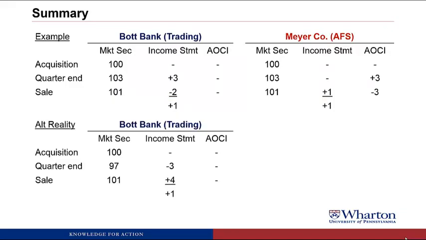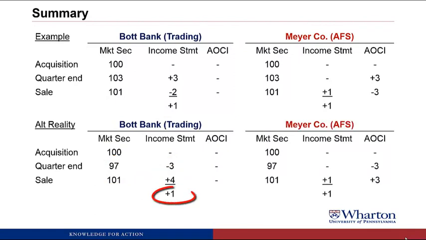In our alternate reality example, we bought at 100. It went down to 97. We reflected that on the balance sheet, came back up to 101, and we sold it. For Bott, those unrealized gains and losses show up. So the unrealized loss of -3 would go in the first quarter, leads to a realized gain of 4, net the 2 out, and it's still a gain of 1 over the entire life of the security. For Meyer, same pattern, 100 down to 97, which shows up on the balance sheet, goes back up to 101 when we sell it. We use AOCI to store up that unrealized loss of 3, take it out when we sell it. We get the realized gain of 1. That shows up on our income statement only when we sell it.